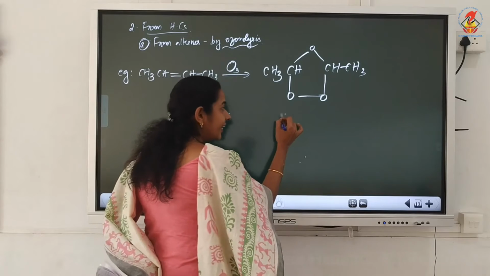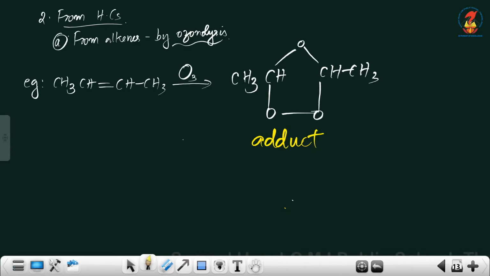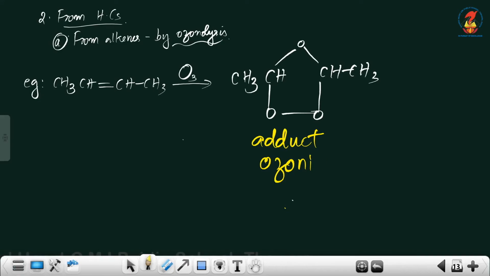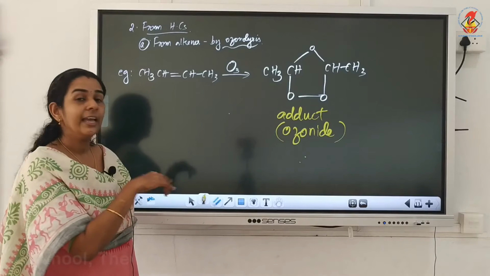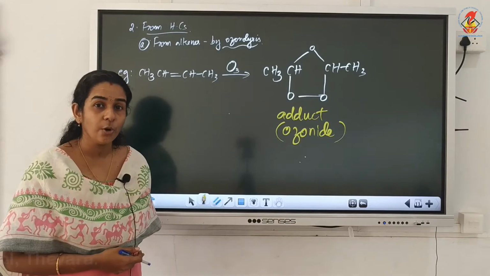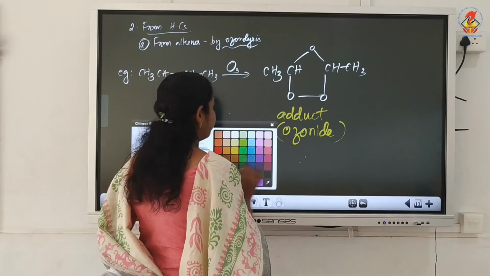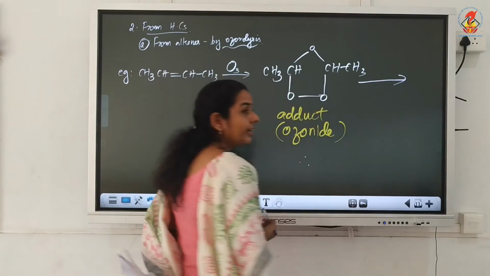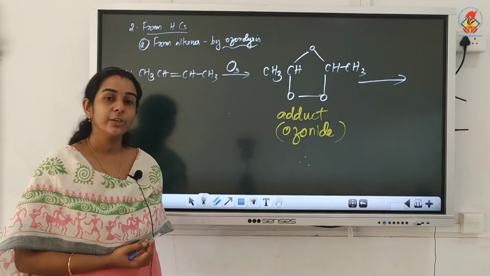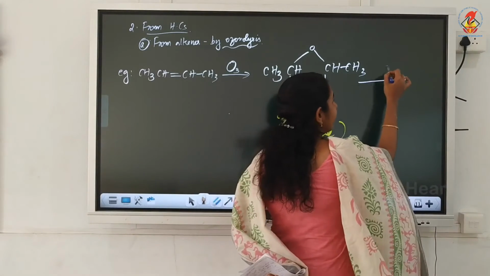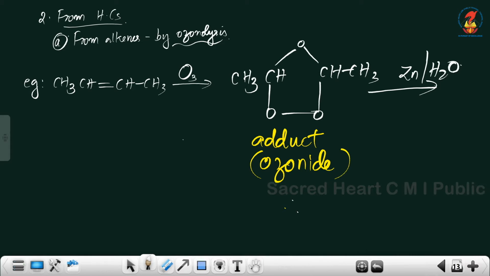So this is an adduct we are getting after adding ozone, and this adduct name is ozonide. So in the first step we are adding ozone to an alkene and we get the addition product called ozonide. In the second step, what we are doing is we are splitting the ozonide using zinc dust and water. So in the second step we have to treat with Zn, H2O.